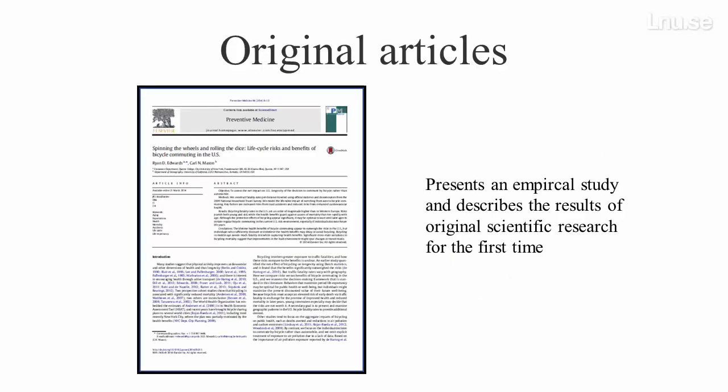There are different types of scientific article. An original article is an article where researchers present an empirical study and describe the results of their original scientific research for the first time. This is also known as primary literature.